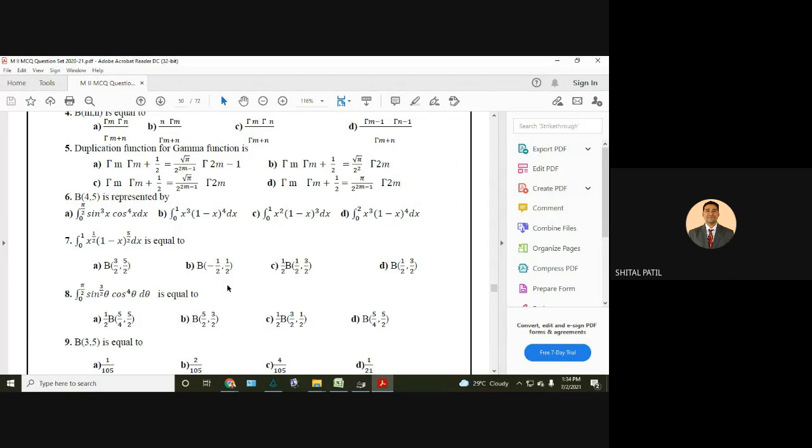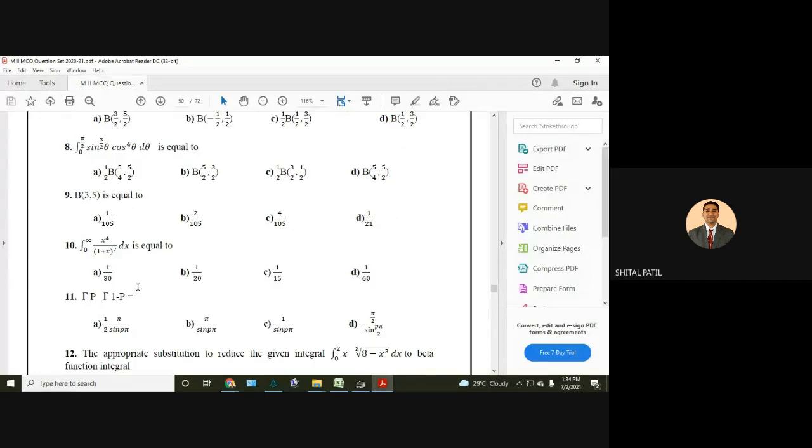So beta of half beta of p plus 1 by 2. P is 3 by 2, so 3 by 2 plus 1 by 2 is 5 by 2, so 5 by 4. Okay. And q plus 1 by 2, so 5 by 2. So A option is correct: 1/2 beta 5 by 4 comma 5 by 2. Question number 8, A option is correct. Question number 9. Let me solve it. That also we can solve orally.